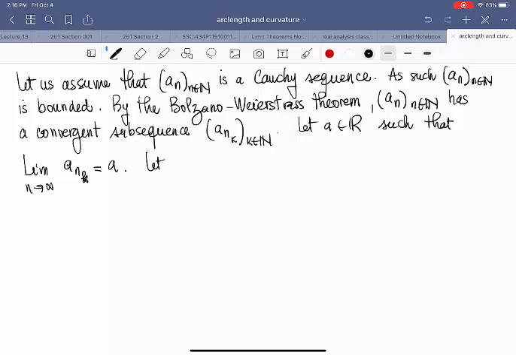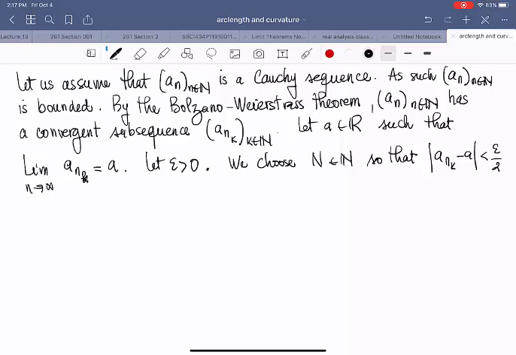Okay, so let epsilon be a fixed positive number. We choose then N, which is a natural number, so that the distance between a_{n_k} and A is less than epsilon over 2, provided that k is bigger than N.